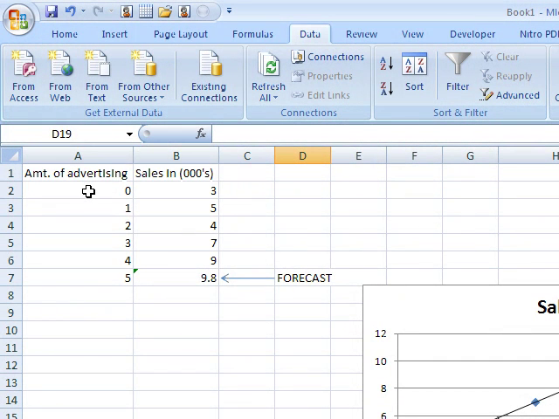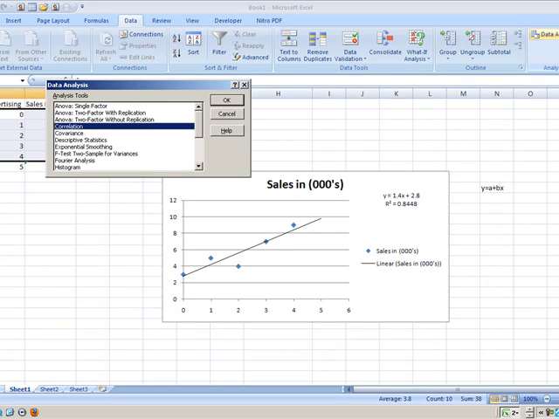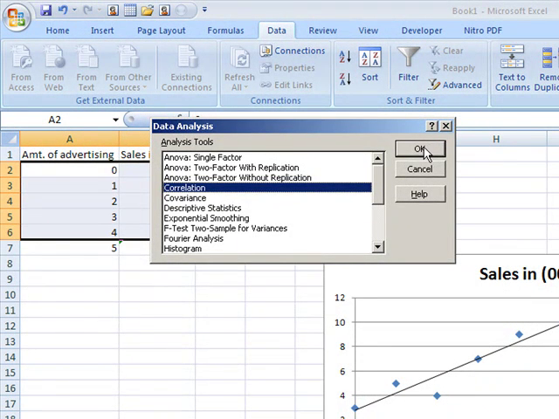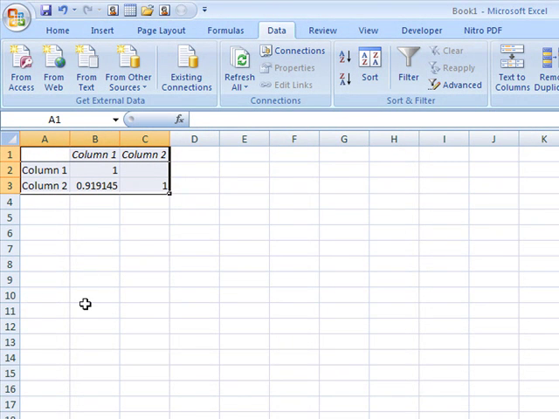What we need to do is just highlight the data we're looking to create this correlation coefficient for. We go to data analysis, and we go to correlation. We click on that, say OK, and we have to define again where our data is, A2 up to B6 in this case, and let's click OK, and there we are. So that's what I was telling you earlier, that the correlation coefficient is 0.9, over 0.91. Here it's 0.92 exactly.